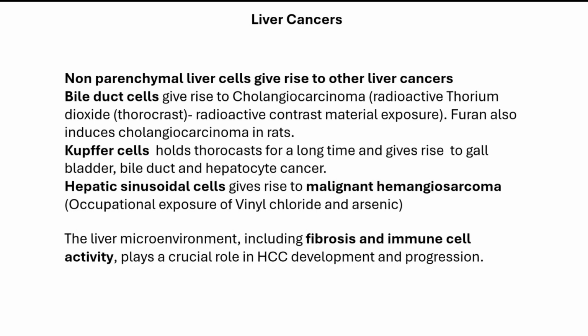Hepatic sinusoidal cells give rise to malignant hemangiosarcoma. There is occupational exposure to vinyl chloride and arsenic that can give rise to hemangiosarcoma. The liver microenvironment, including fibrosis and immune cell activity, plays a crucial role in hepatocellular carcinoma development and progression.